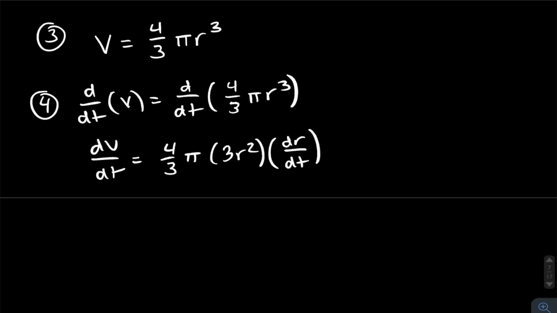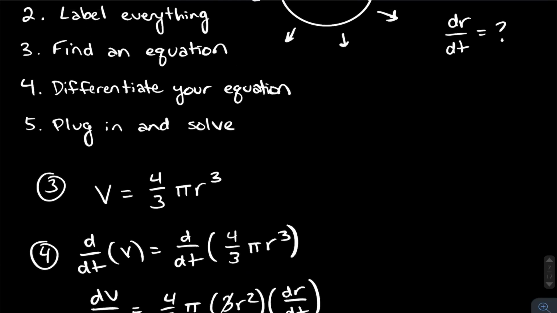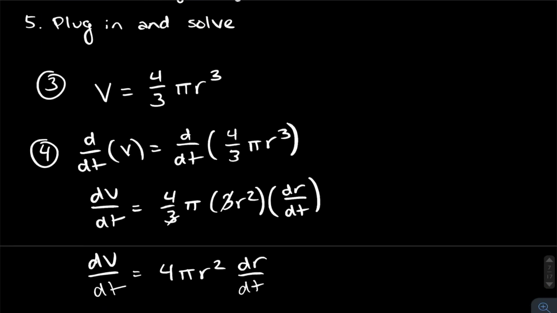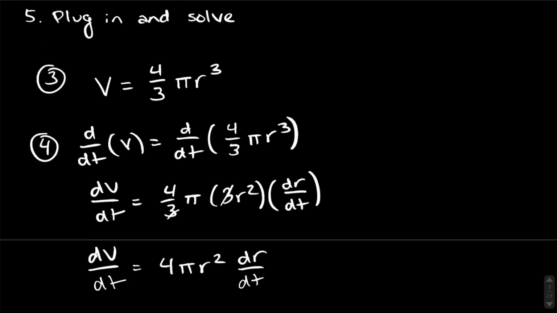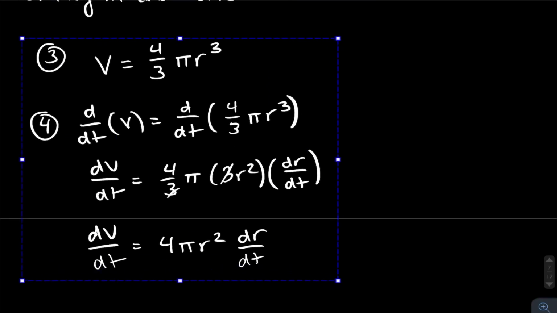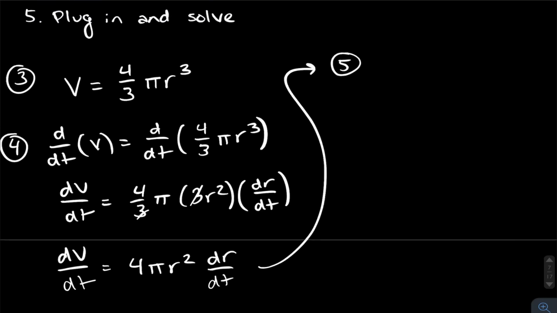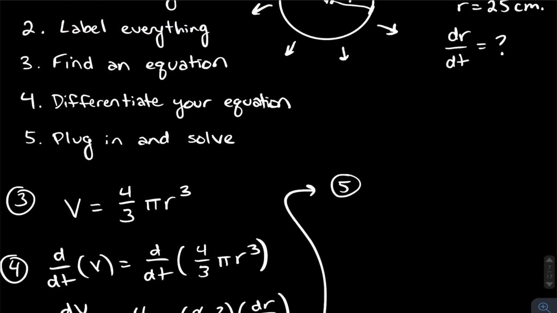Okay, so we can simplify this a little bit. We get dV/dt, the 3's cancel, and we get 4 pi r squared dr/dt, right? And well, let's look here. Remember what we're trying to find, right? So the 5th step here is plug in and solve. We can do that pretty easily here. I'm running out of room, so what I'm going to do is move these over here, pull this up, step 5. Okay, now we wanted to find dr/dt, okay?